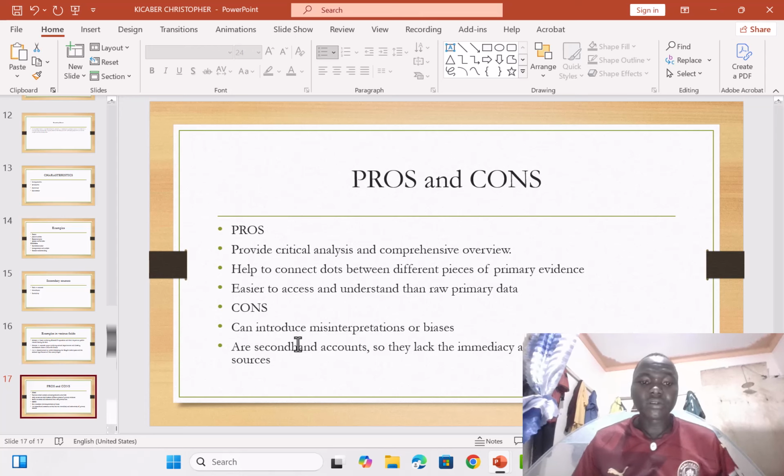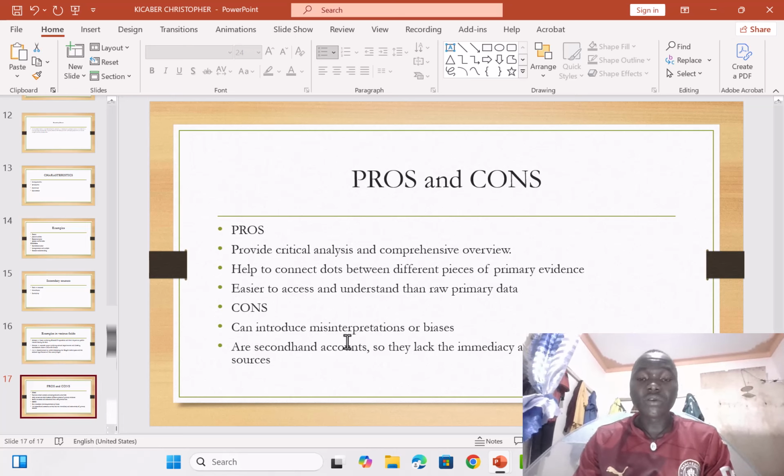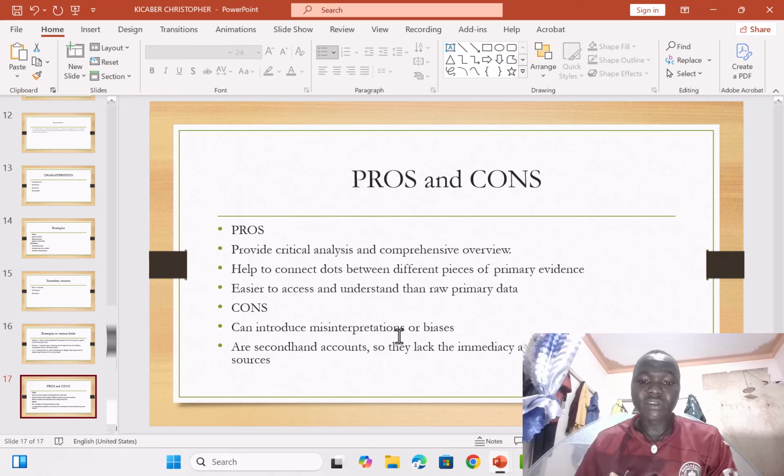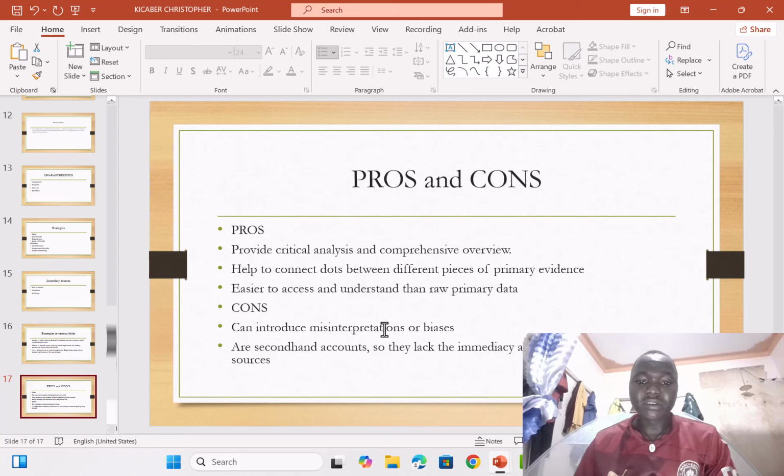One very important disadvantage is that it can increase misunderstanding or bias. For instance, when someone is over-interpreting certain data, he or she can intentionally add their own thoughts to the information, leading to bias. So that is one disadvantage: it can introduce misunderstanding or bias.